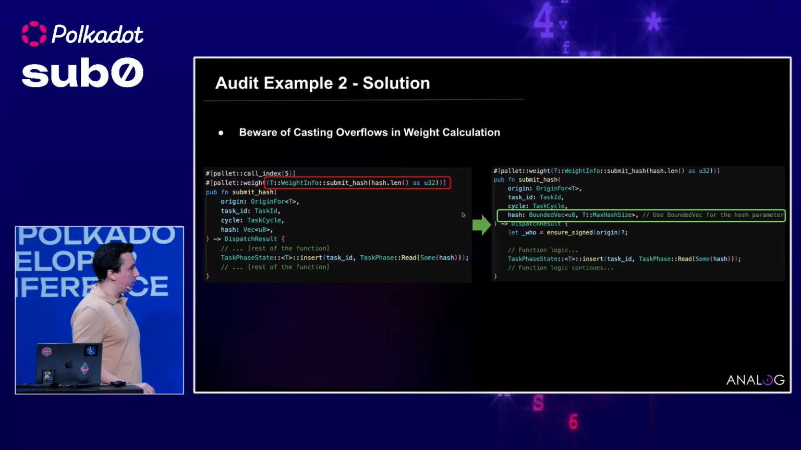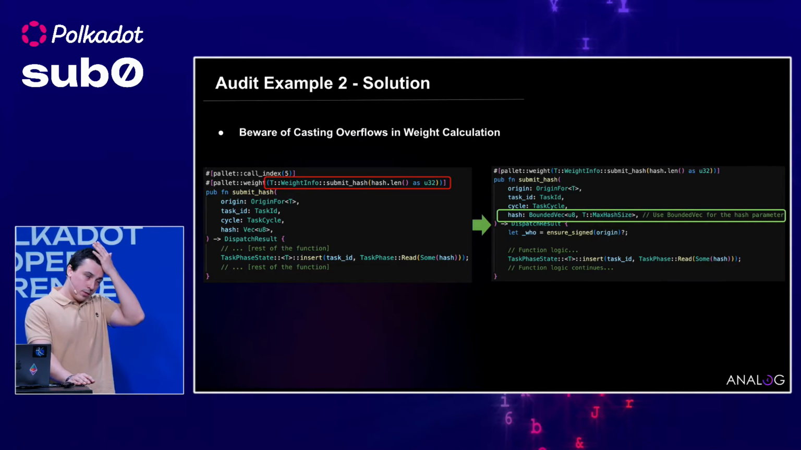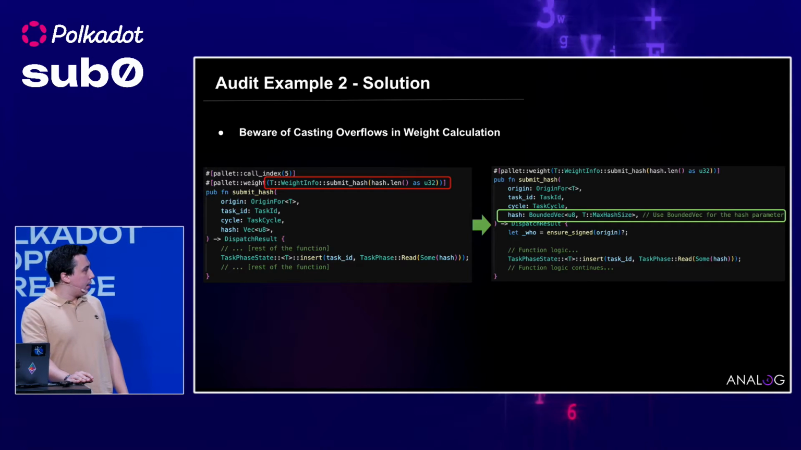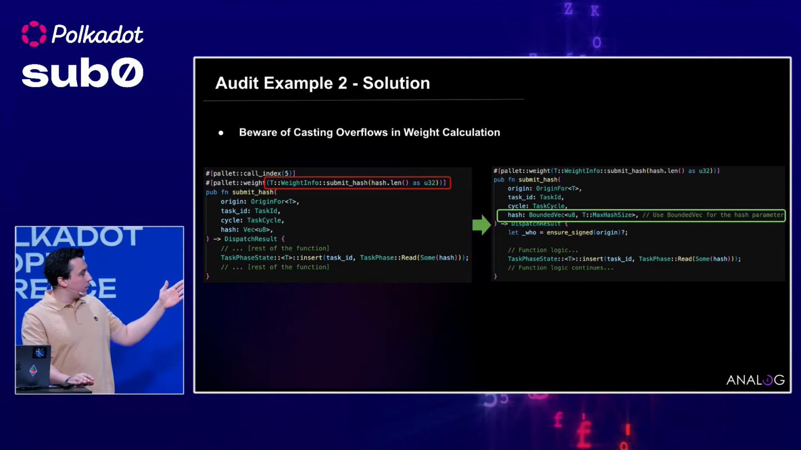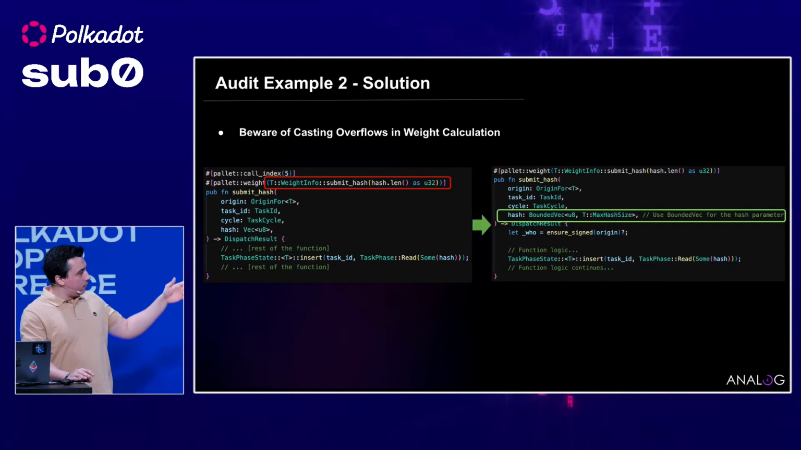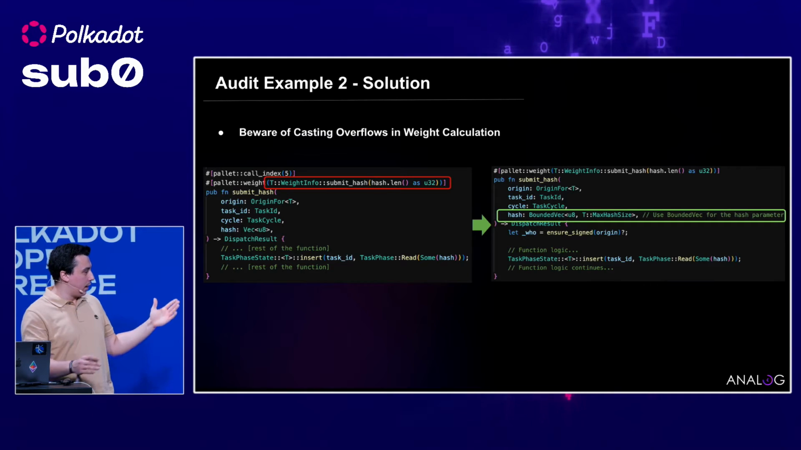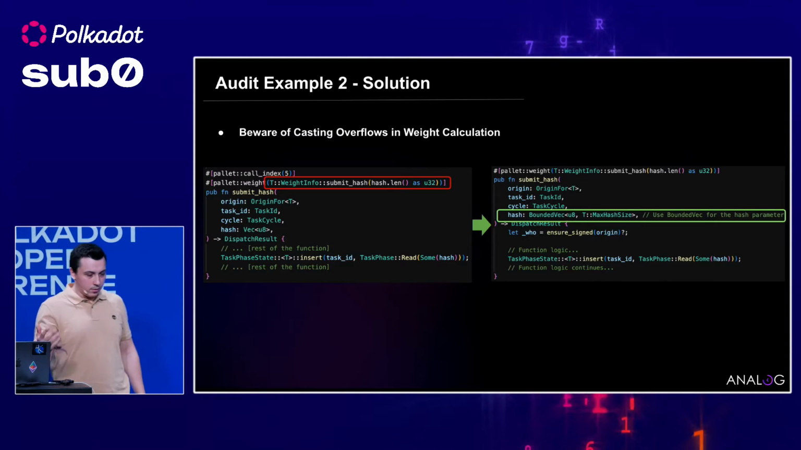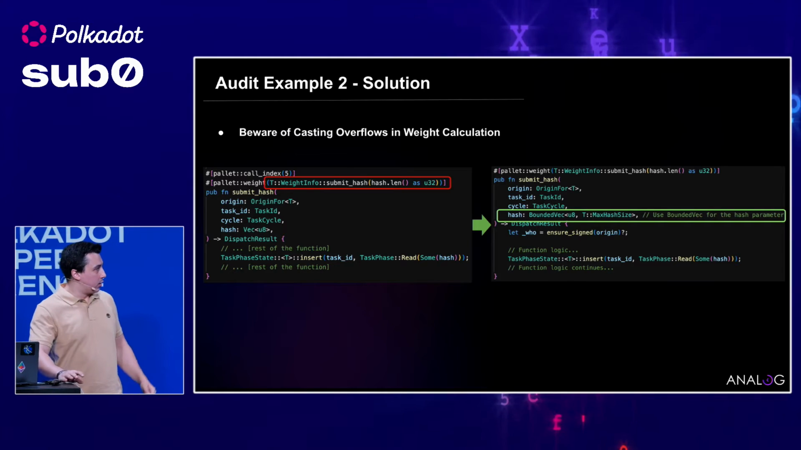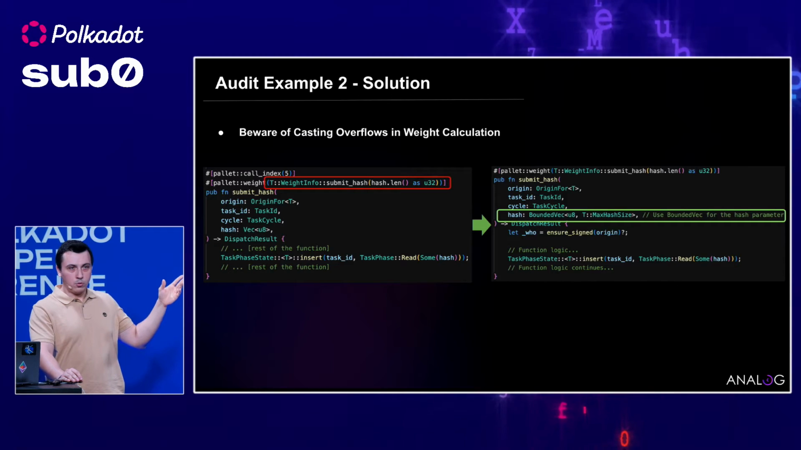And another example, actually I really like this example, casting overflows in weight calculations. Again, we have a submit hash function here, which takes the hash value as a byte array, which is not a very healthy way. But if we check the weight calculation, again, it's really dynamic, and it seems there's no problem in there. When the hash value gets bigger and bigger, the weight fee will also get bigger. But the problem is, as you can see, there's a casting operation, which casts the hash length to U32.